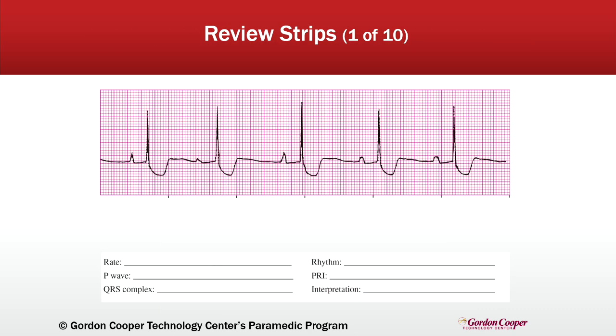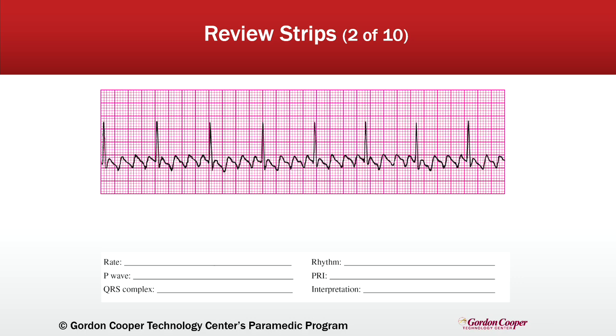So let's take a look at a couple of rhythms. When we look at this, we look at our rate, we've got a rate of 50, so we're a little bit slow. We look at our P waves, we see we've got completely different P waves. So we're probably going to call this wandering atrial pacemaker. Let's look at one more, and then we'll let you guys do those others.